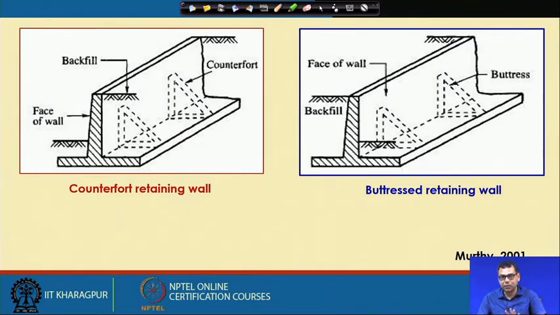So, but in this course I will concentrate only on the design of the gravity retaining wall and the cantilever retaining wall. Okay. So, I will not discuss the design of these two types of retaining wall, because these two I have not included in this course. So, I have included only the gravity retaining wall design and the cantilever retaining wall design. So, I will show you one design of gravity retaining wall and one design of cantilever retaining wall.